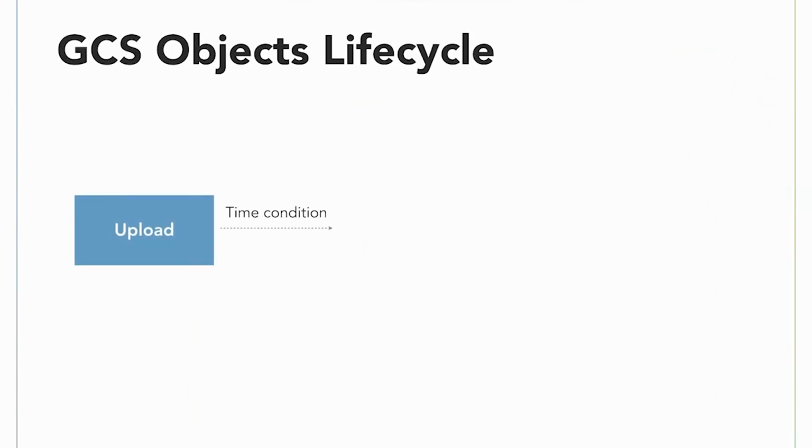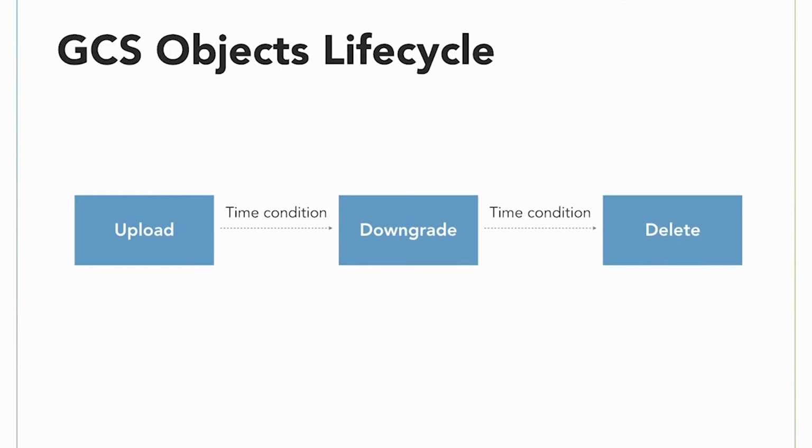Object Lifecycle Management allows us to automatically manage the lifecycle of an object when specific conditions are met. Like if it reaches a certain age, we can have it automatically downgraded to a cheaper storage class or deleted so we can save on costs. This allows us to have a lifetime or time to live on objects saved in our bucket.